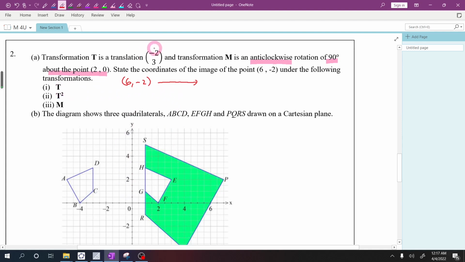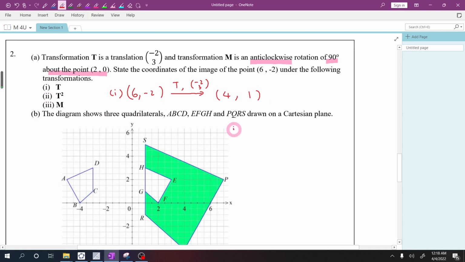Okay, the translation is -2, 3. So you can write here also -2, 3, easier for you to get the coordinate of the image. Let me write bigger. (6, -2) after this translation T, which is -2, 3: 6 minus 2 will become 4, -2 plus 3 will become 1. So this is the answer for part 1.